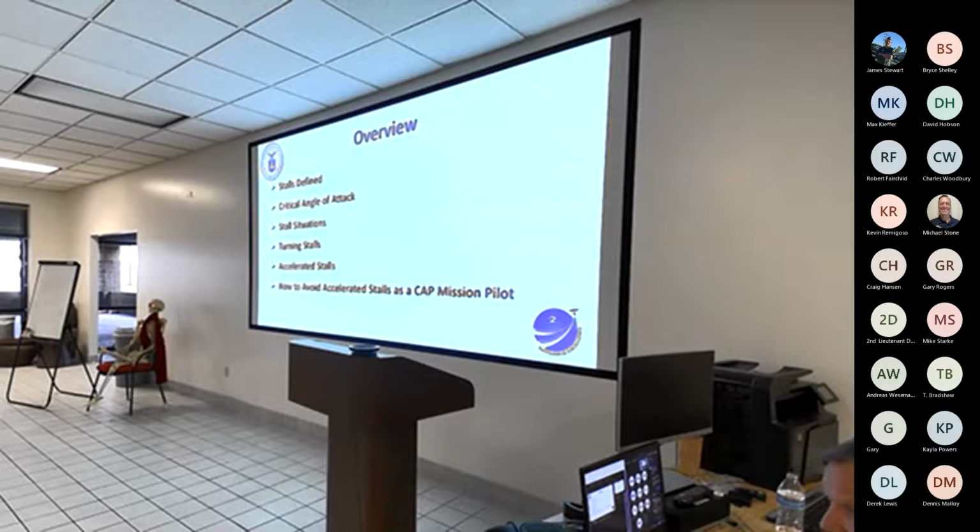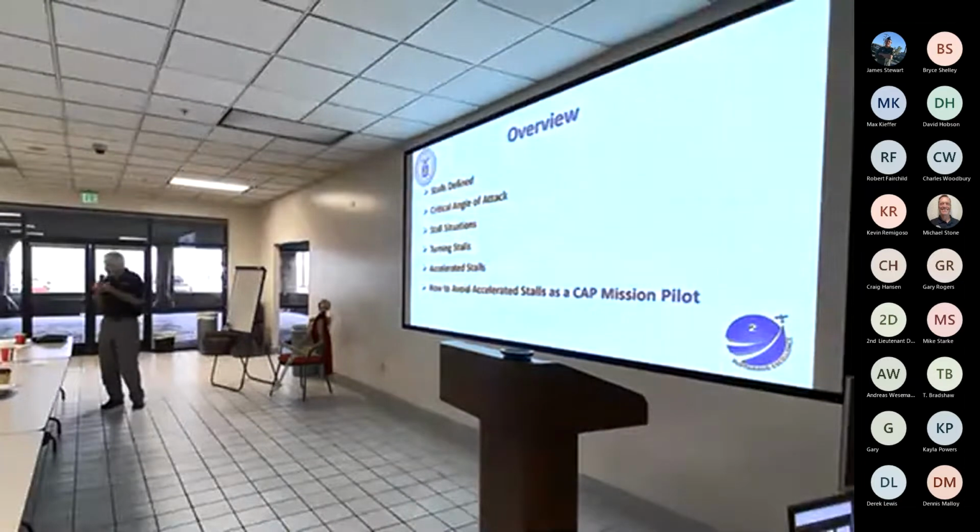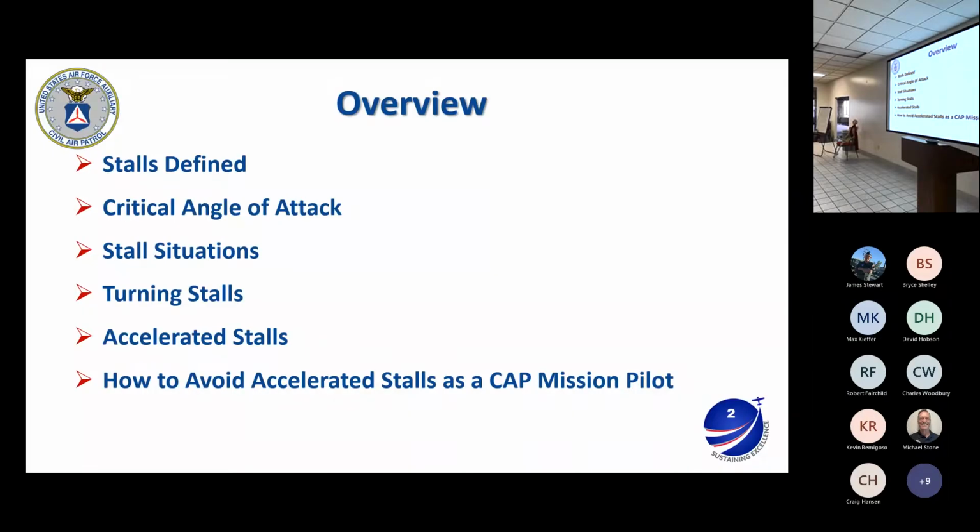Okay, so what we're going to do is talk about stalls. We're going to define stalls. We're going to talk about how they're related to the critical angle of attack, and some situations that you have to be cognizant of, or else you will end up in a stall. We're going to eliminate some of those situations and focus on turning stalls, which are actually, like Craig said, accelerated stalls. And then we're going to talk about how to avoid those as a CAP mission pilot, not just as a private pilot, as an FAA pilot, but as a CAP mission pilot. That's the practical perspective of today.